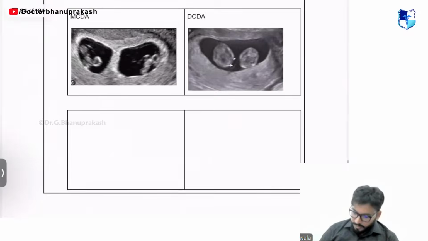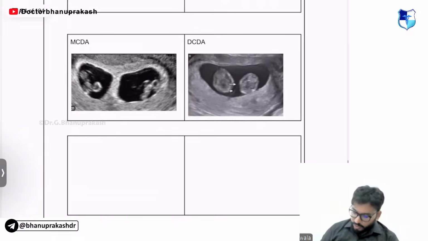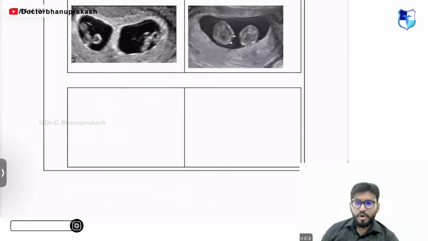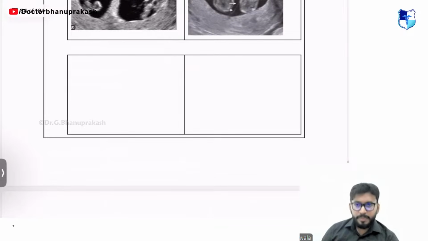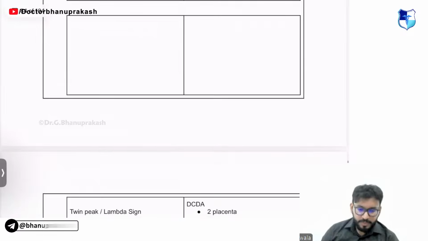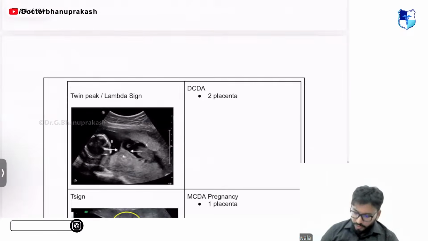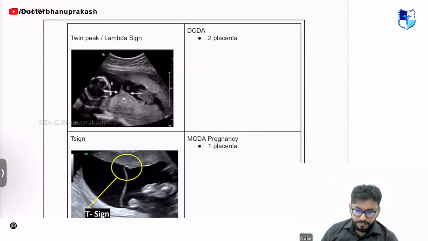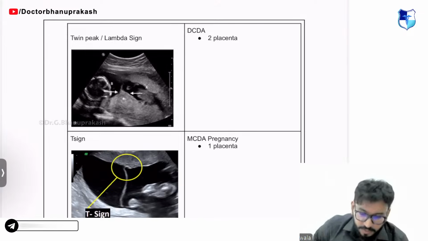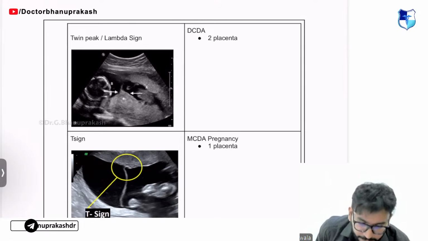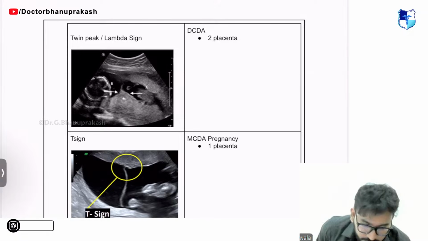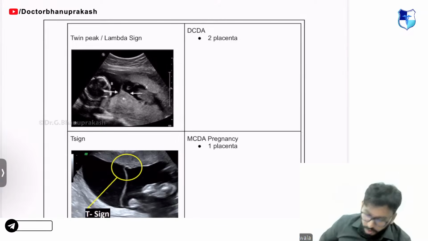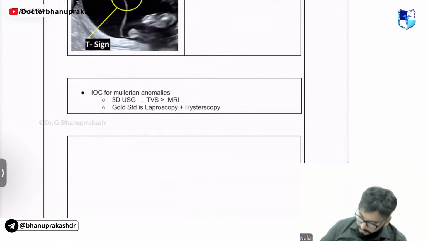Okay, so all of this I think you'll cover in gynec. I think we should skip through. Do you want me to just skip through this? DCDA, MCDA, the twin peak sign, the lambda sign, all of this will be covered in gynec. Do you want me to go through it or skip it? Come on, fast, tell me. What do you want me to do? Okay, skip. Okay, we'll move on.